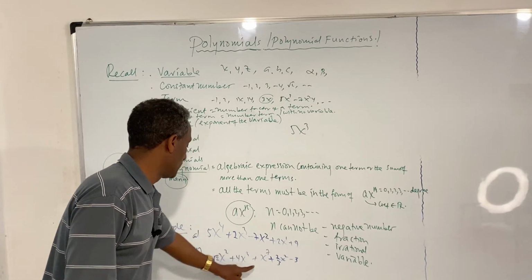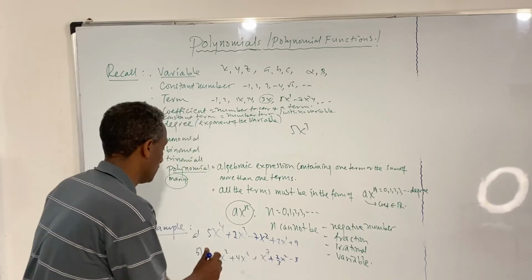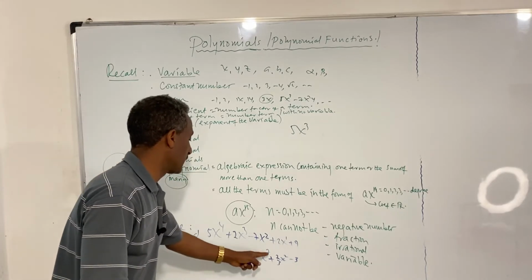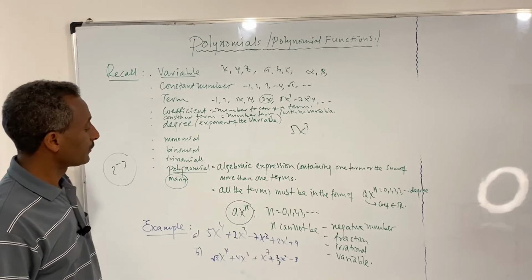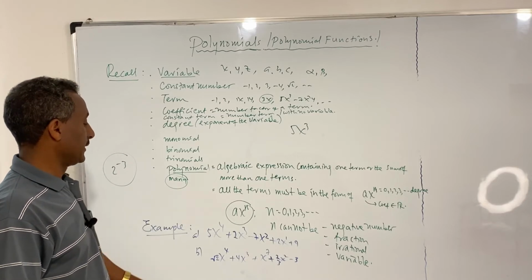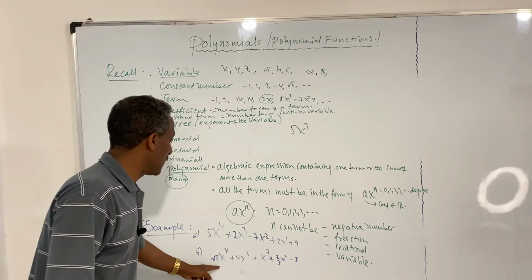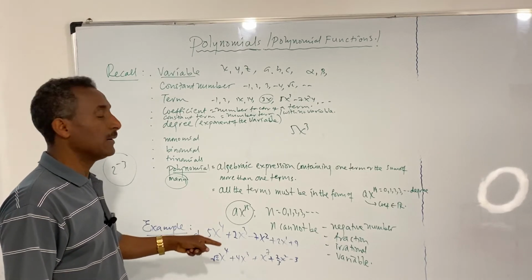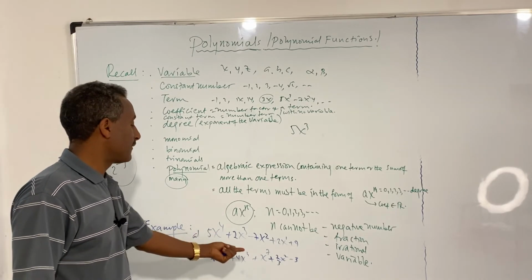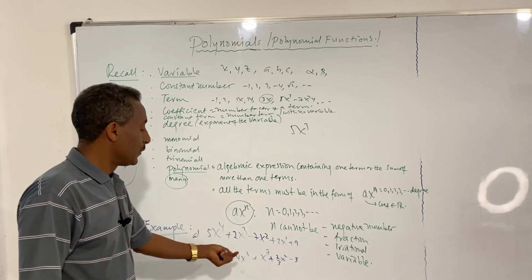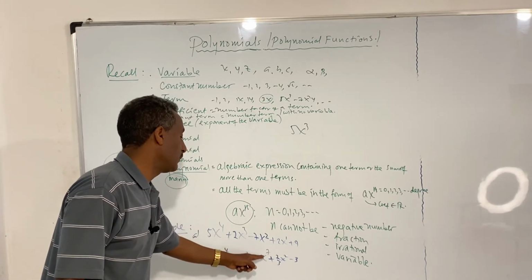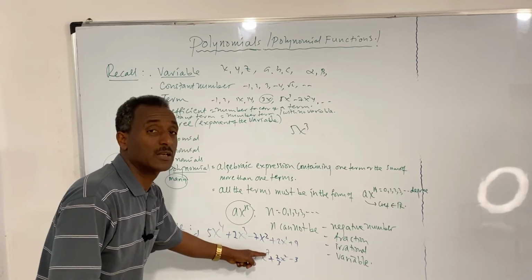Here I think this one is 2, this one is, let's make it 4, for example, 4, 3, 7, 2, and so what is the highest degree? The highest degree is 7. So this polynomial is called a polynomial of degree 7, a 7th degree polynomial. Because we have a term with highest degree 7. There is no other term which contains more than degree 7.